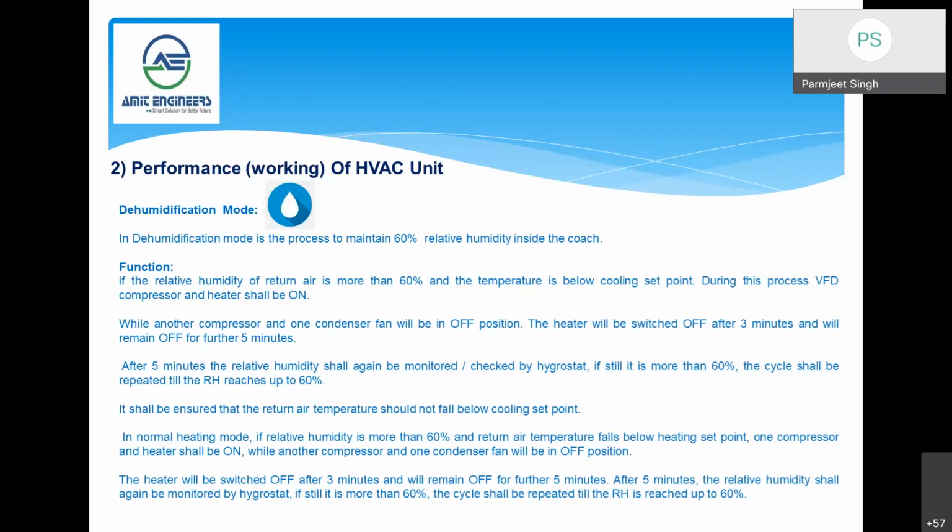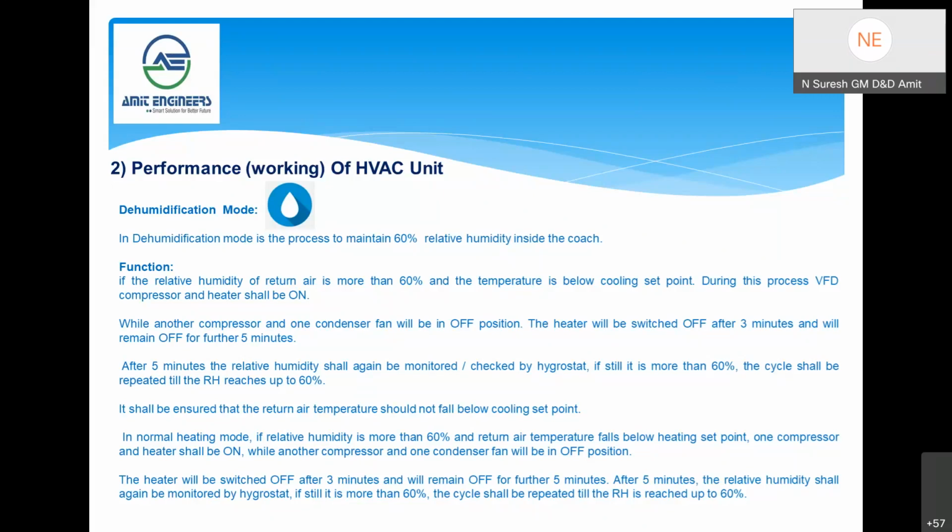So if the RH goes more than 60%, to dehumidify, we have to run the cooling system for more time. By running more time, the temperature inside will go below the set point. So to avoid that, the heater will be on for some time, 3 minutes, and off for 5 minutes, until it reaches the RH 60%.